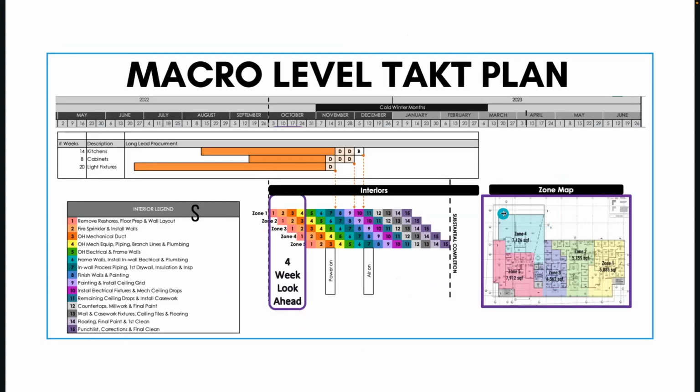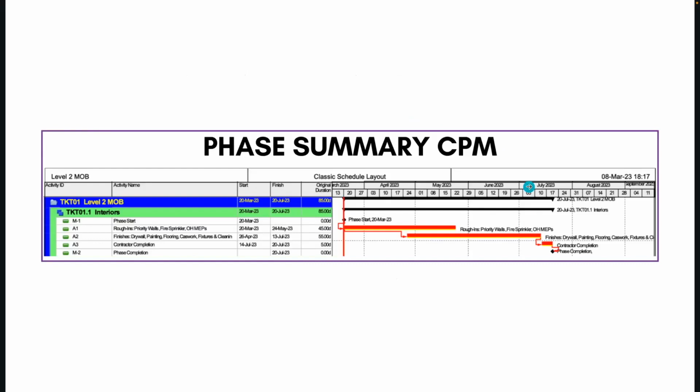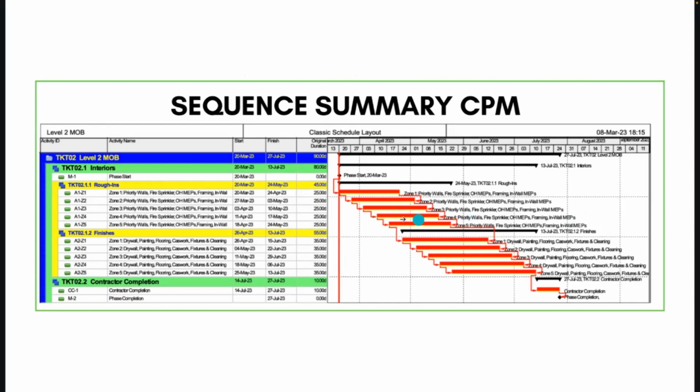So if you have a macro level TAC plan, and that's what the norm level TAC plan looks like for that phase in the same example we've been using, the phase summary, the way that would look in a CPM format is like this. You would simply summarize the overall phases. You can also do a sequence summary where the sequences inside those phases are summarized.